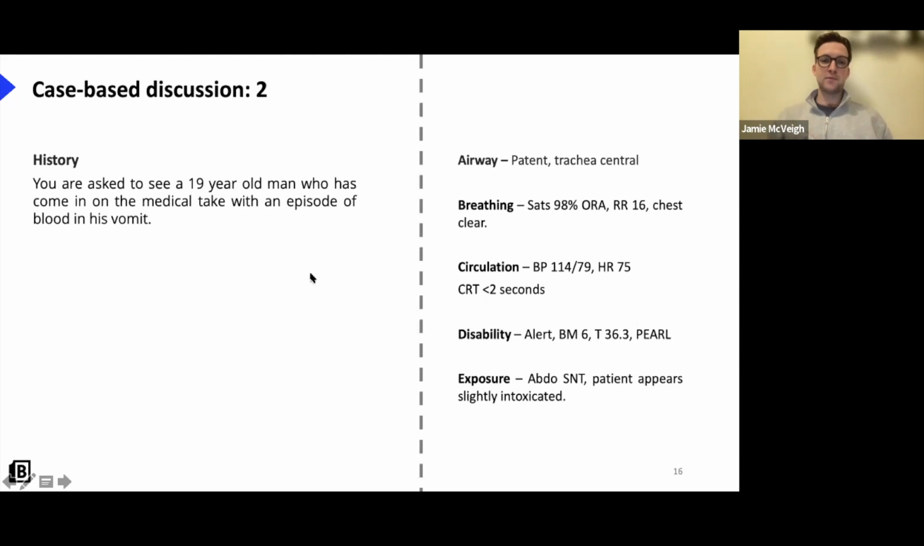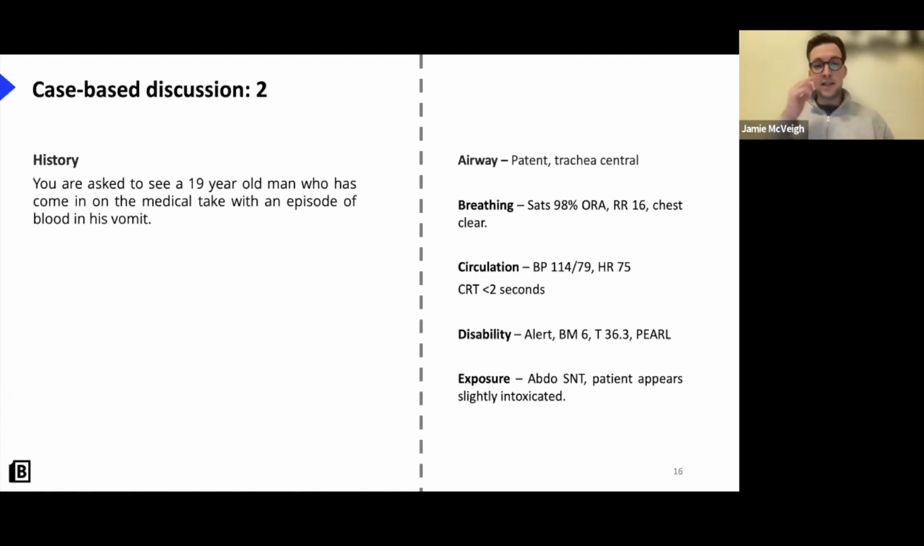So case 2, a 19-year-old man comes in on the medical take. It's about 11 o'clock at night, and he said he's had some blood in his vomiting. You look at him, he looks actually quite well. His airway's fine. There's nothing wrong from a respiratory point of view. He's hemodynamically stable, alert, his BMs are fine, he's afebrile. His abdomen is really nice and soft, non-tender, and he appears a bit intoxicated to you, and he tells you he's been in the pub for a couple of drinks this evening.